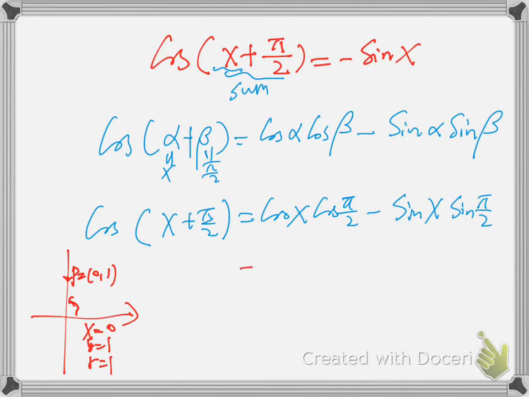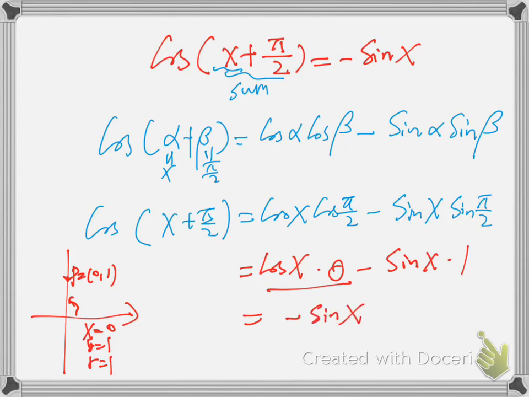Cosine is x over r, so it's 0 over 1, which is 0. Minus sine, which is y over r, so it's 1. So the 0 term cancels, and we get negative sine x. So the left-hand side is equal to the right-hand side. We proved the identity by using the sum formula.